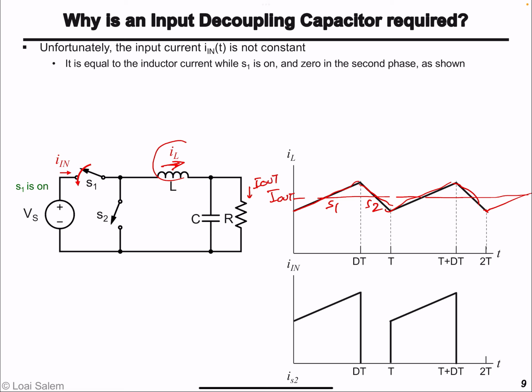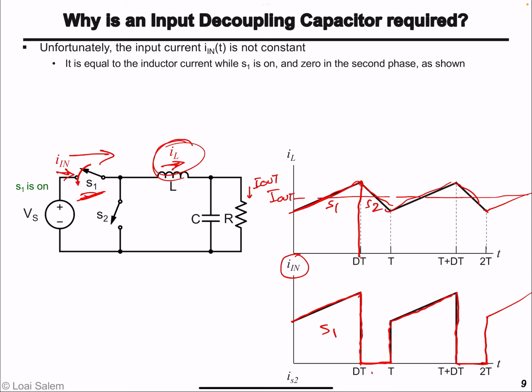So what is the input current? Well, the input current is essentially the inductor current while S1 is on, which is this part. And when S2 is on, nothing is taken from the input, so the input current becomes zero. And this waveform repeats. So basically the input current is the inductor current while S1 is on, and then zero. And as you can see, it's discontinuous.